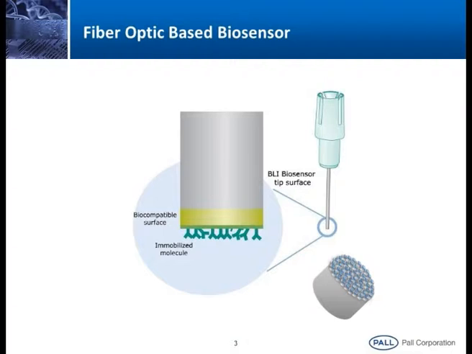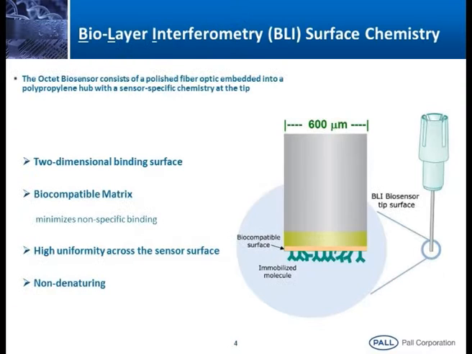If you look at this diagram, at the tip of the sensor we have a coating, which we call a biocompatible matrix. To that we attach the protein of your interest, which we call the ligand. That is what we immobilize. This is what we call the solid support. In ELISA, you are also coating one of the proteins onto the plate. Similarly, we are coating onto the sensor.